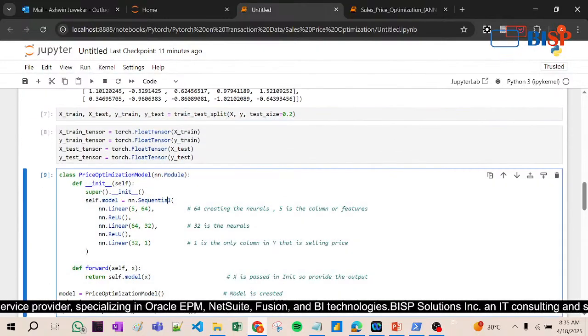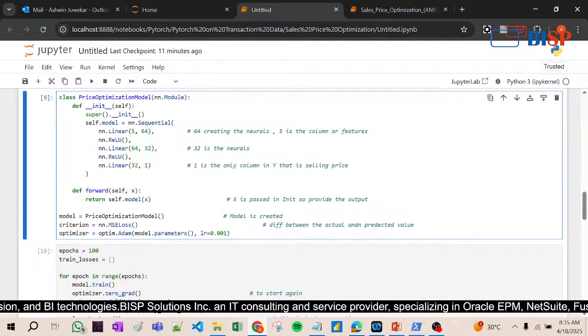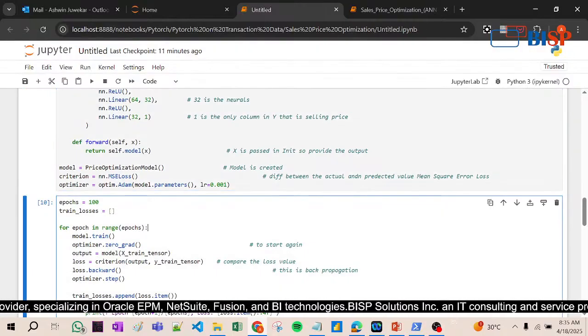Then that training and testing data is given to this function, which is created on the basis of which the neurons are created. You can put here 64, or you can put 90 also or 120 also. That depends on you, that is the number of neurons, right? After that, the model is created. Then mean square error loss. Okay, then we go here to epochs. Then our epochs are running.